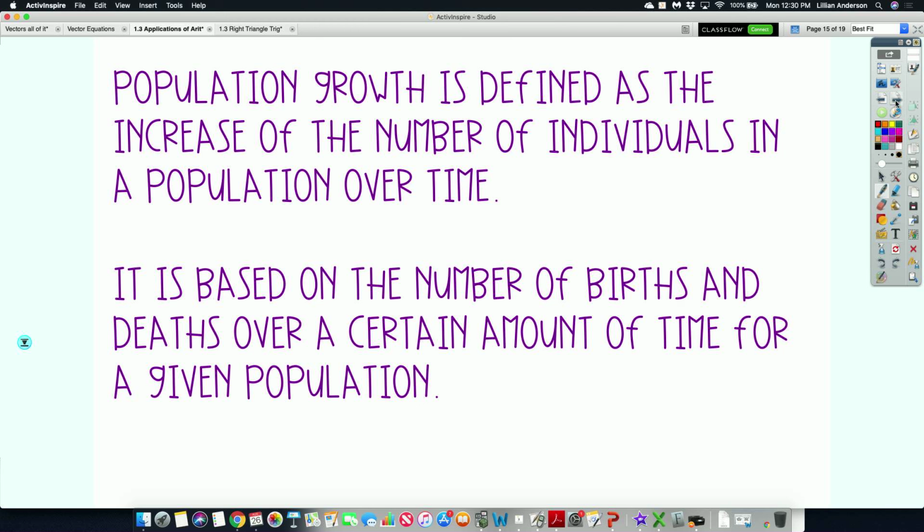Okay? The population growth is defined as the increase of the number of individuals in a population over time. Okay? We are using up our natural resources.